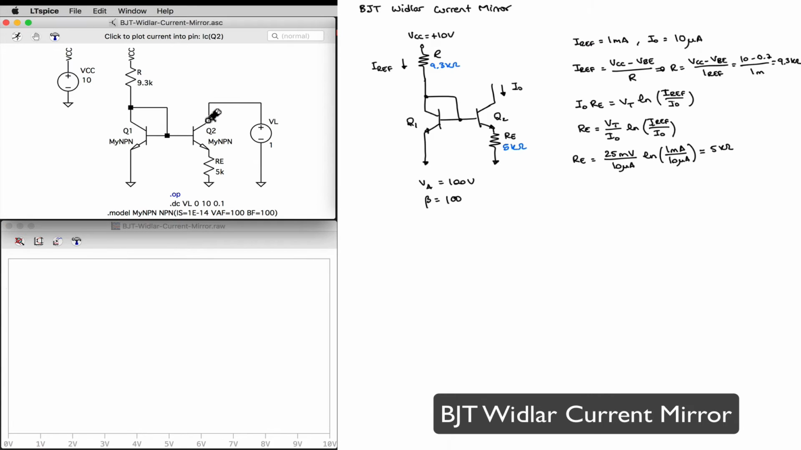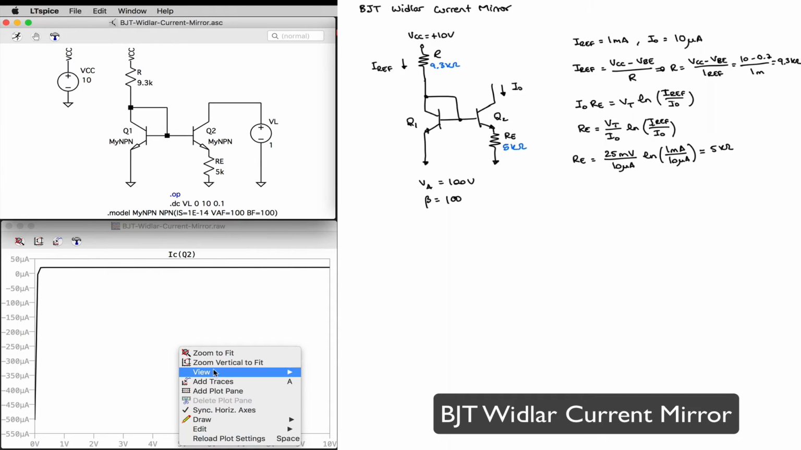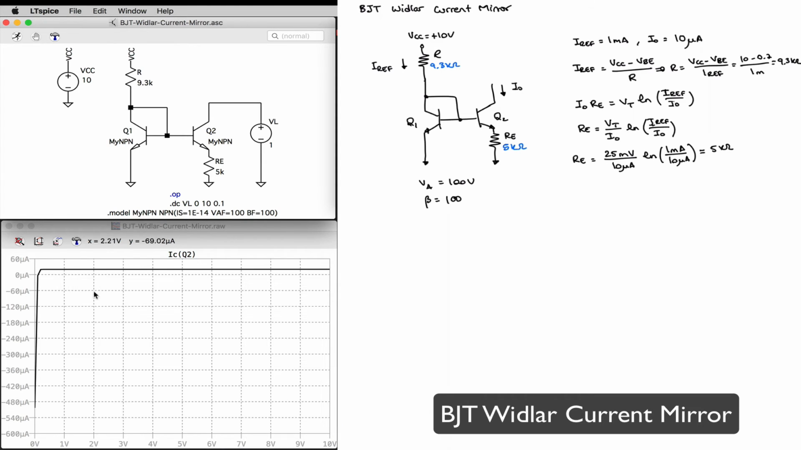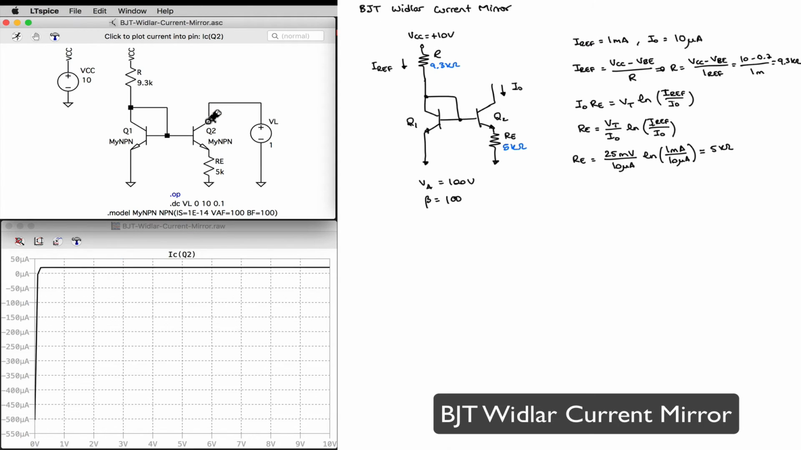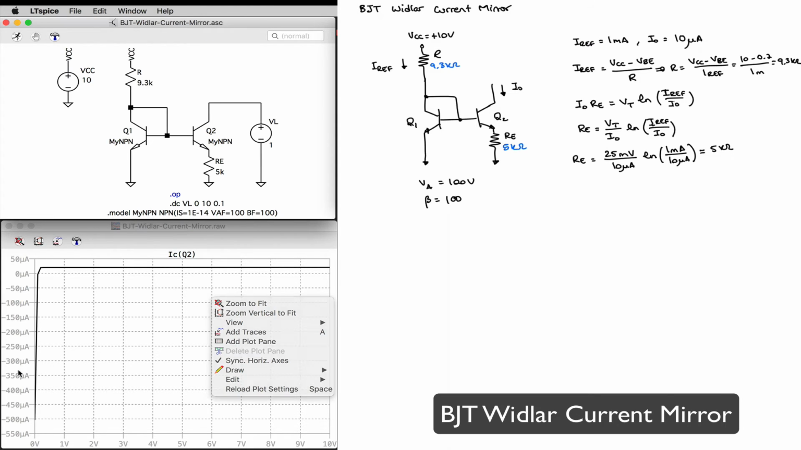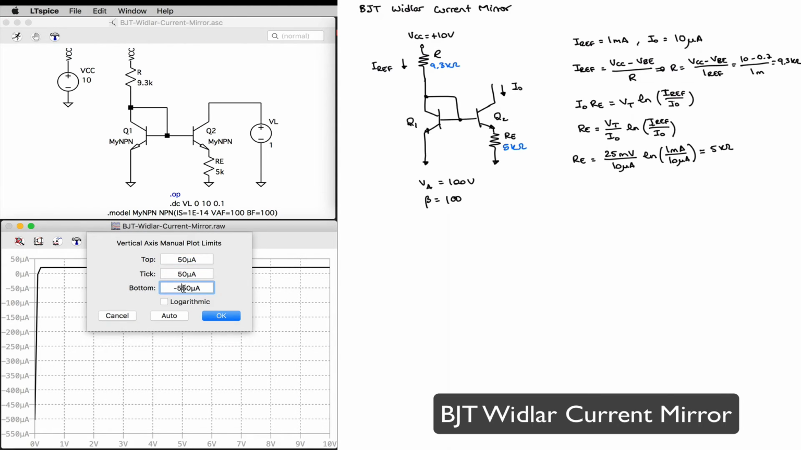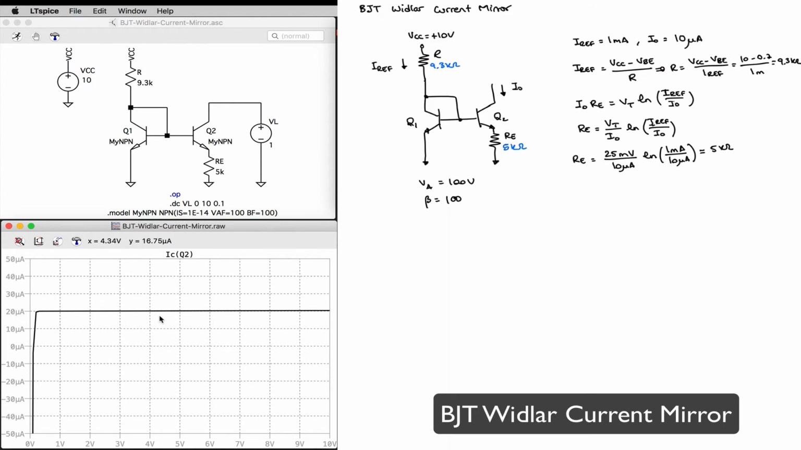Plot my Q2 current. And of course, as I expect, my current is now not 1 milliamp at the output. Should be 1 milliamp for resistor R, the reference current, and that is 1 milliamp. But the one for transistor Q2 is going to be around 10 microamps. And I'm going to just modify my y-axis so that I can see that a little better. There we go.